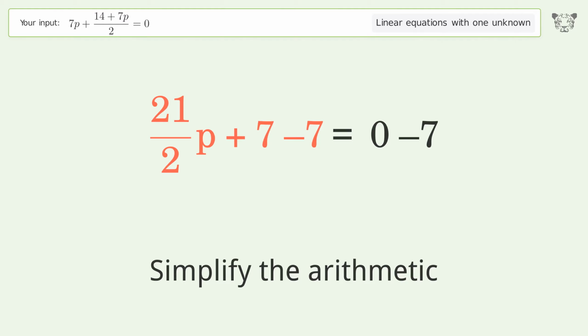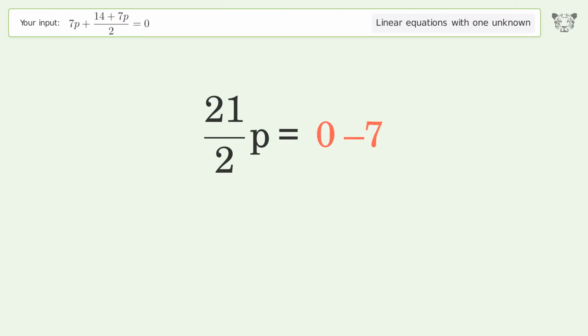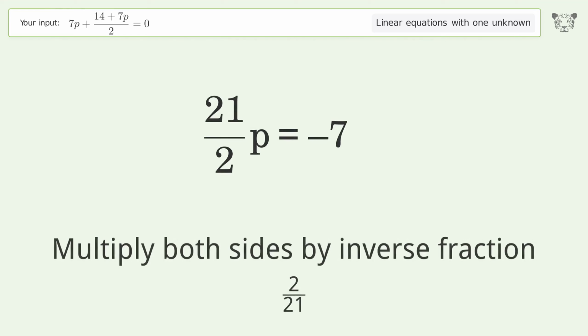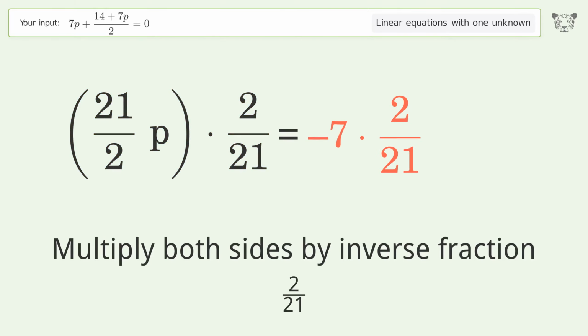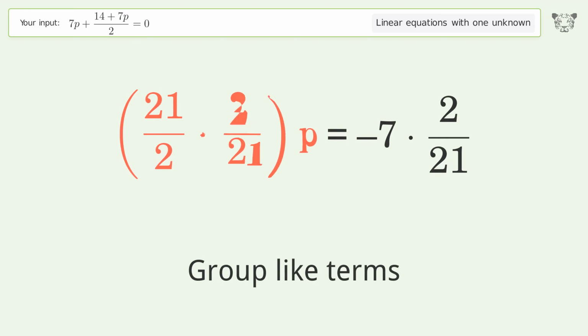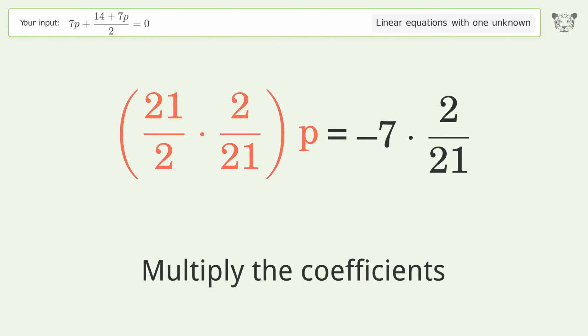Simplify the arithmetic. Isolate the p. Multiply both sides by inverse fraction 2/21. Group like terms. Multiply the coefficients.